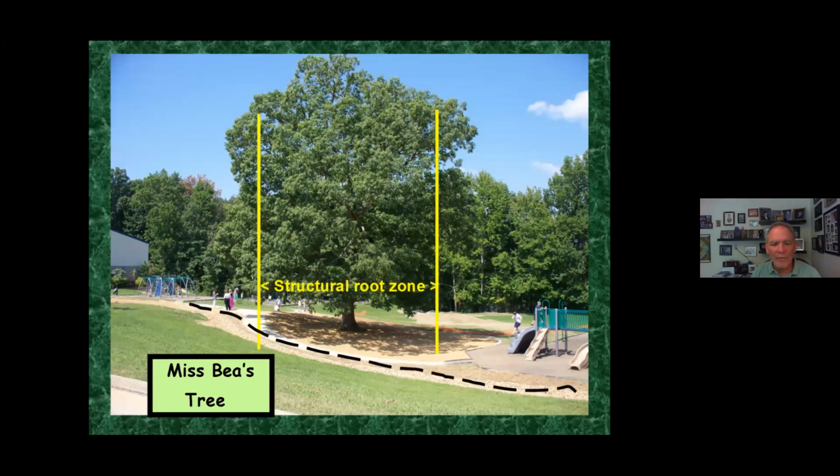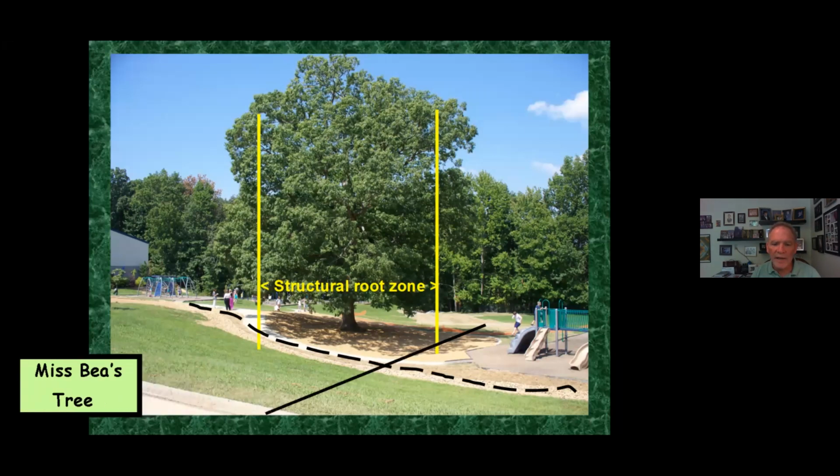That's where they cut the line for the water line and the sidewalk. This is where they cut the line for the drainage pipe. So you can see all these roots out here were all cut off. So this is the only root zone left. So it killed the tree.